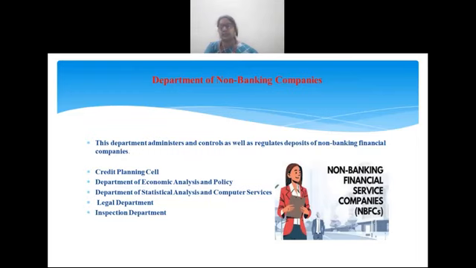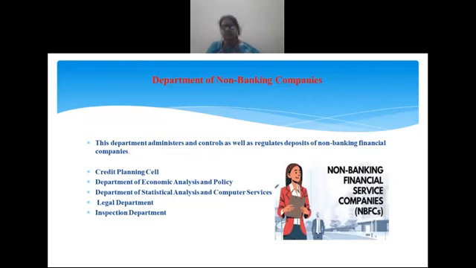They analyze the economic situation of the country and frame policies according to that. Then the Department of Statistical Analysis and Computer Services. This department analyzes the statistical data: what is the inflation rate, what is the currency rate, what is the foreign exchange reserve, how much exports, what is the import, all those things.